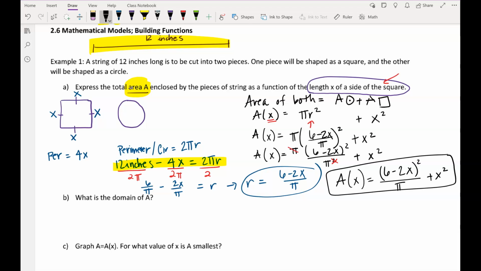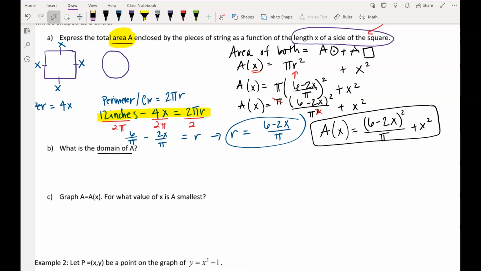B: what is the domain of A? Okay, so now it wants to know the domain of A. Well, what on earth is A? What A are they talking about?